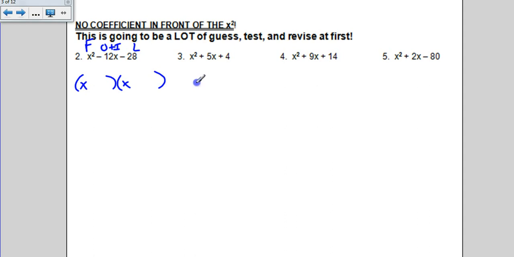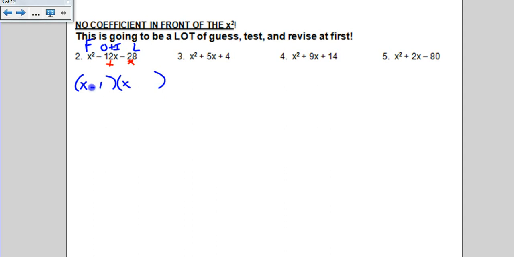Now for this first problem, I'm looking for two numbers that multiply to give you a negative 28, but add up to give you a negative 12. So I think about some options for negative 28, and it could be negative 14 and 2, or negative 2 and 14. Could be 7 and negative 4, 4 and negative 7. There are some other options, 28 and 1. But if I think about the options I just said, how about a negative 14 and a positive 2? I think that would work.